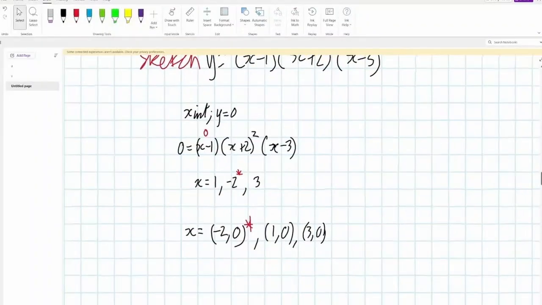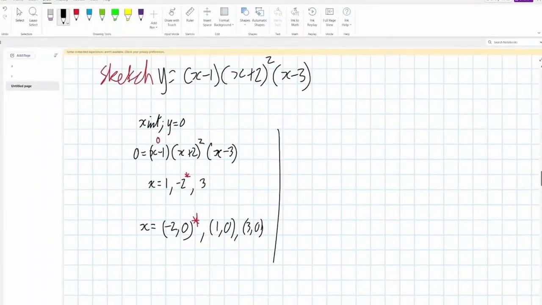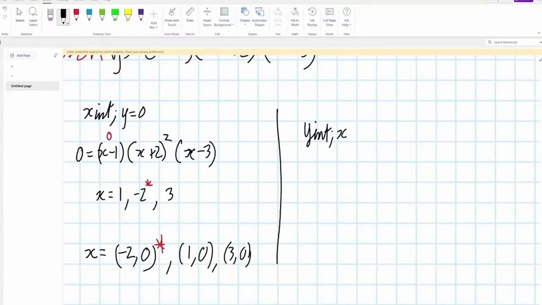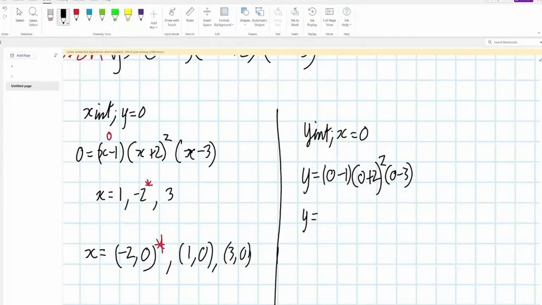All right, the next step in sketching this graph is to find the y-intercept. So at the y-intercept, what does x equal every single time? It's 0. And so we can say that y equals 0 minus 1, 0 plus 2 squared, and then 0 minus 3. So y equals 0 minus 1, which is minus 1. 0 plus 2 is going to be 2 squared. Then we have minus 3 there.